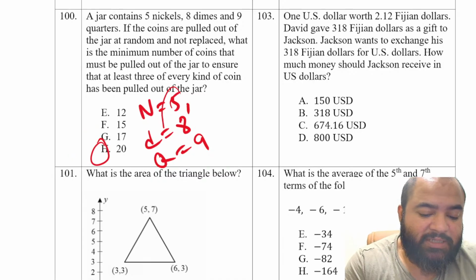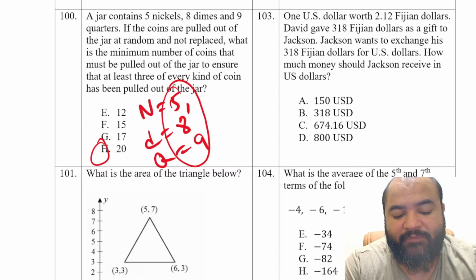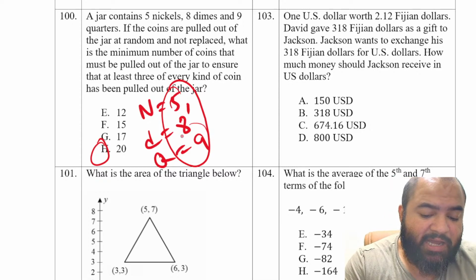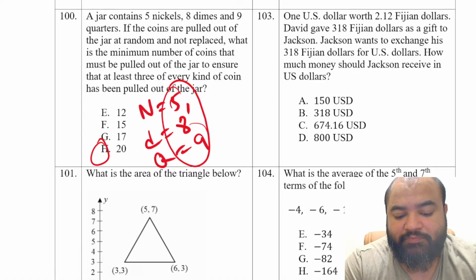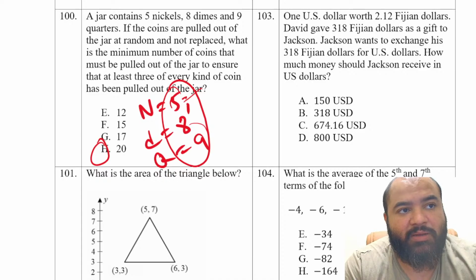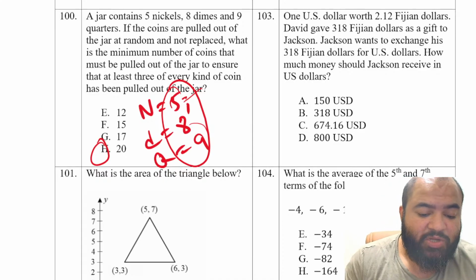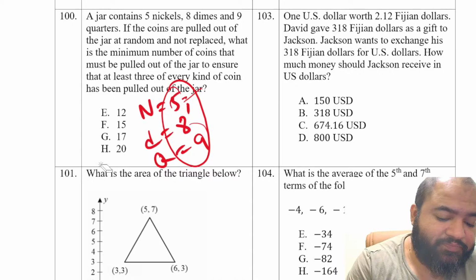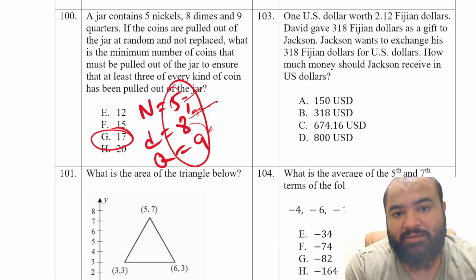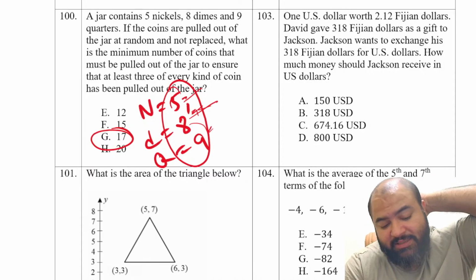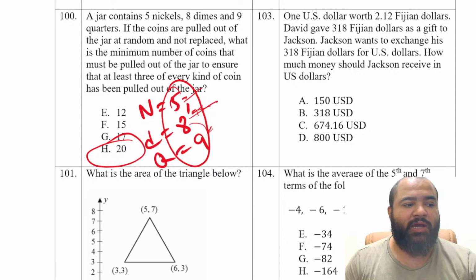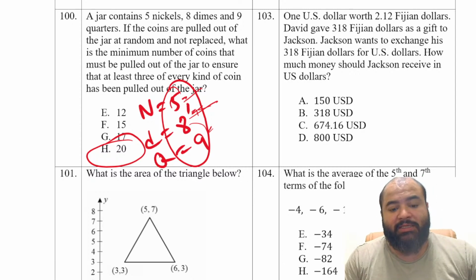One way to do it is add the largest two up. So 8 plus the largest one, which is 9, is 17. If you pick 20, the rest of it has to be nickels. So it means 1 of each kind is definitely there. But if you say 17, I could just have 8 dimes and 9 quarters. That will be 17 as well. So 20 will ensure for sure, 100%, you're going to have 1 of each kind. You guys get it?